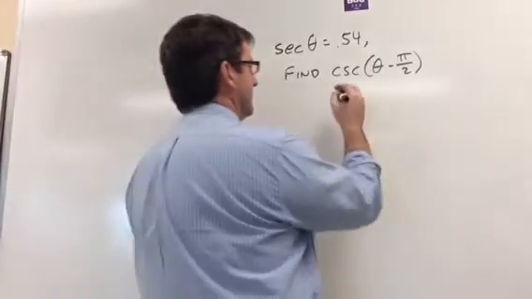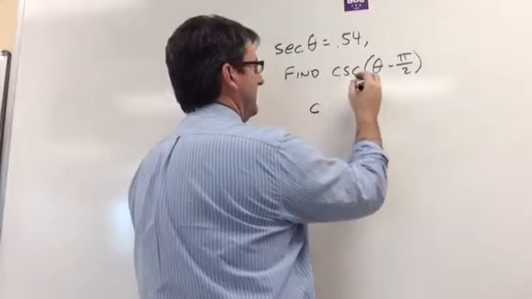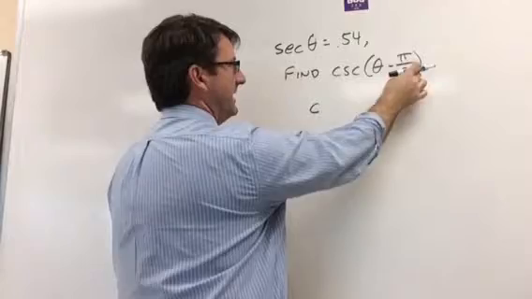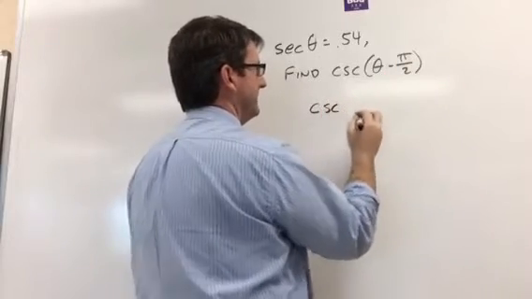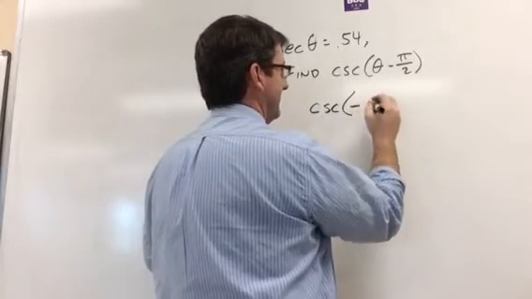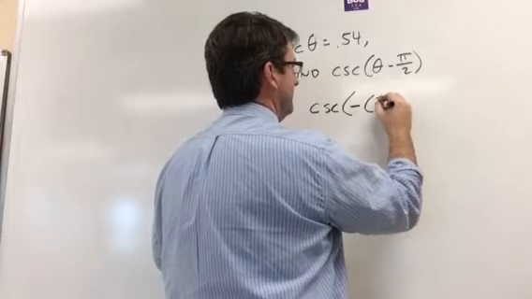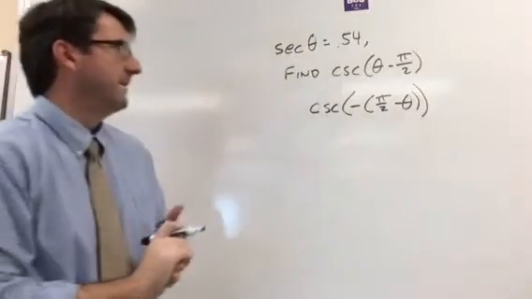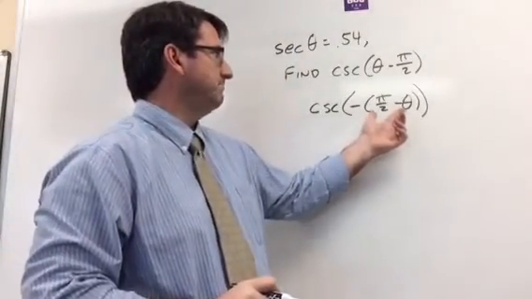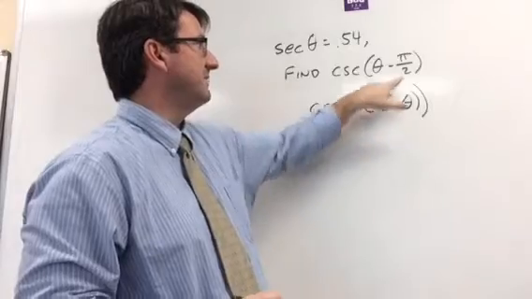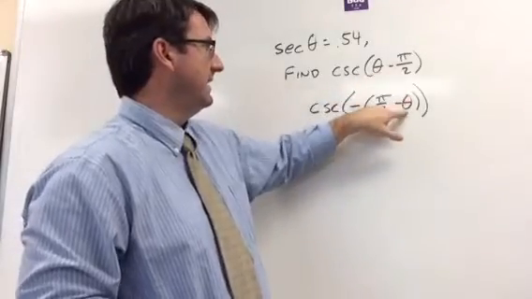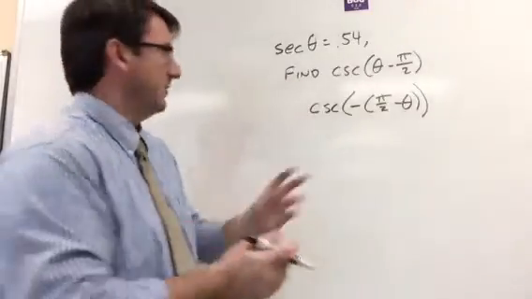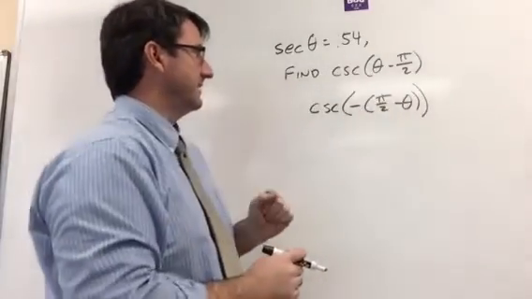So what we can do here is, let's say that this here, cosecant of theta minus pi over 2 is equal to the cosecant of negative pi over 2 minus theta. Because now we have a positive pi over 2, where here we had a negative. Now we have a negative theta, where up here we had a positive. So we've flipped it around by making this negative.